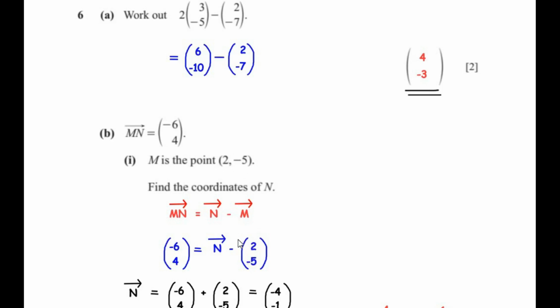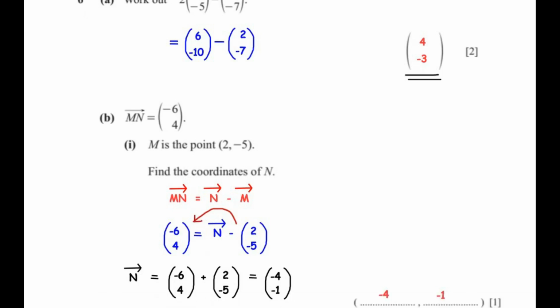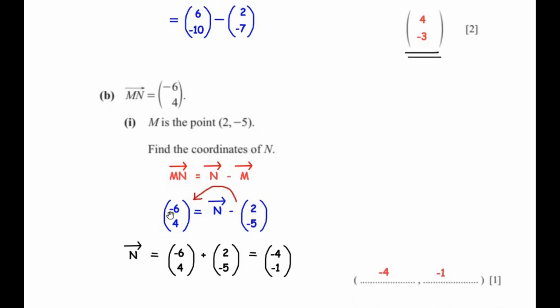Now in the next step, we are going to send this minus and the column vector on the other side of the equal to sign. So we get the vector N is equal to minus 6, 4, minus becomes plus 2, minus 5. Now performing the addition operation on these two vectors, we get minus 6 plus 2 as minus 4 and 4 plus minus 5, that will be 4 minus 5, that will give us negative 1. So the coordinates of N are going to be negative 4 and negative 1.